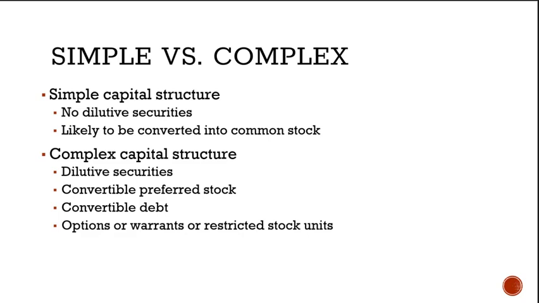The dilutive securities that are most common are convertible preferred stock. So this is preferred stock that can be converted into common stock at the option of the preferred stockholder. At any time they could show up and say, I want my preferred stock to change into common stock. And there will be an exchange rate, if you will, usually a lot more common stock than preferred, like 5-to-1 or 6-to-1 or 10-to-1.